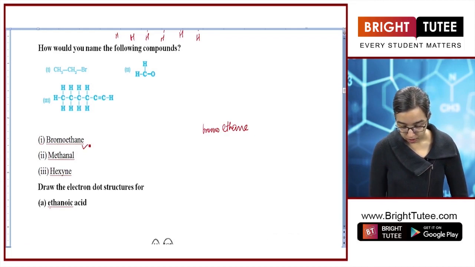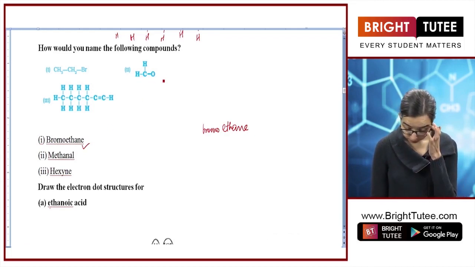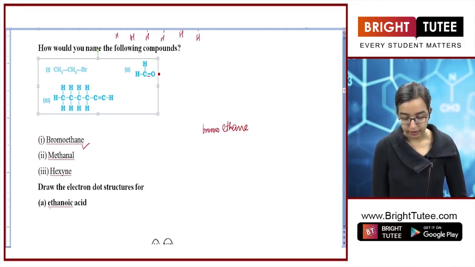For the second part, it has C bonded with O, so this would be a double bond. I think that's a question mistake. And it has 2 hydrogen at the end. Because it's a corner atom in its own way, and there's only 1 carbon, it is methanal.